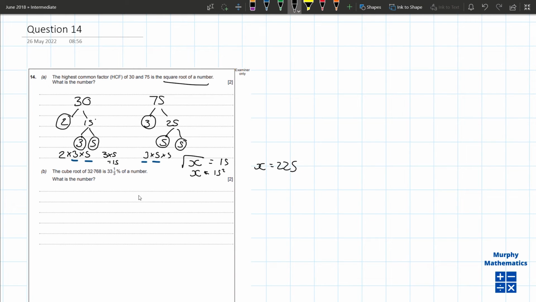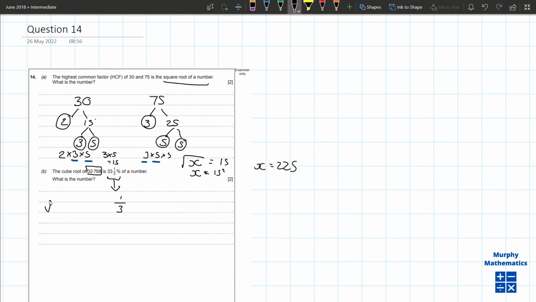Okay. So the cube root of 32.768 is 33 1/3% of a number. What is the number? So this 33 1/3%, what that is saying is just this is 1/3 as a fraction. The cube root of 32.768. So let's cube root this.